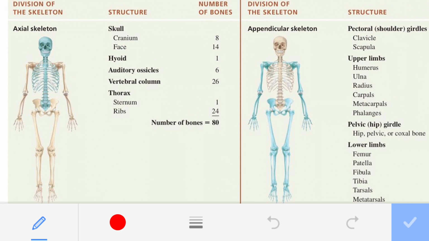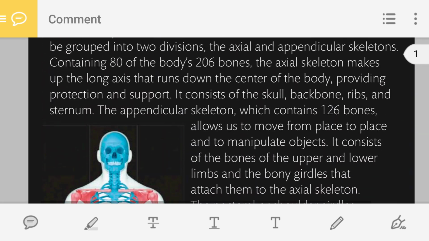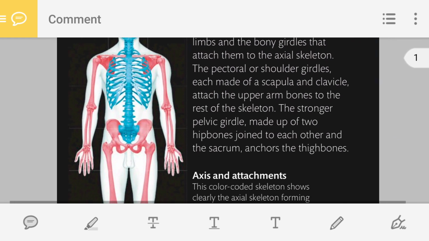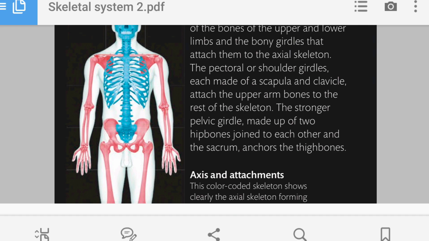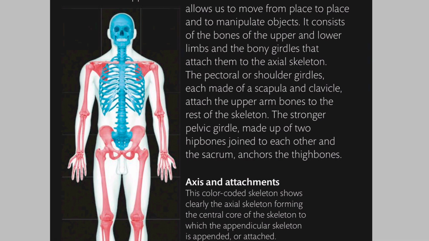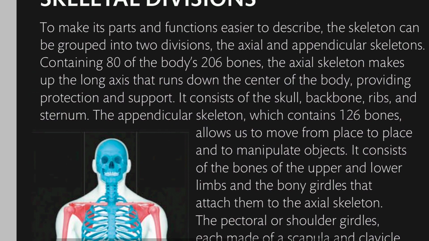So as you can see over here, it is written, division of skeleton. So we can divide our skeleton into axial skeleton and the appendicular skeleton. Now, what is axial skeleton? First of all, I'm showing you the skeleton. For example, this is the skeleton, and the key is that the axial skeleton is shown in blue color, and the appendicular skeleton is shown in pink color.